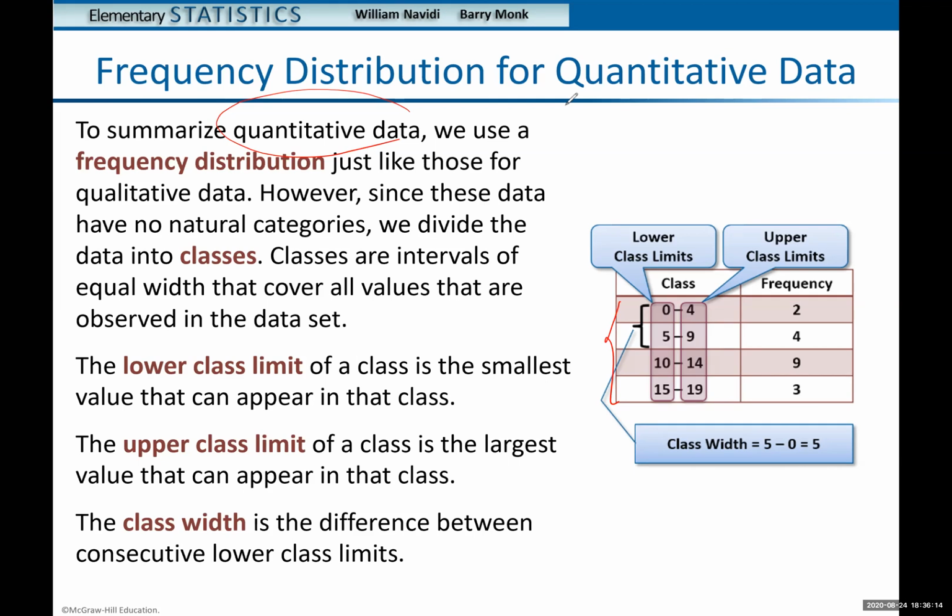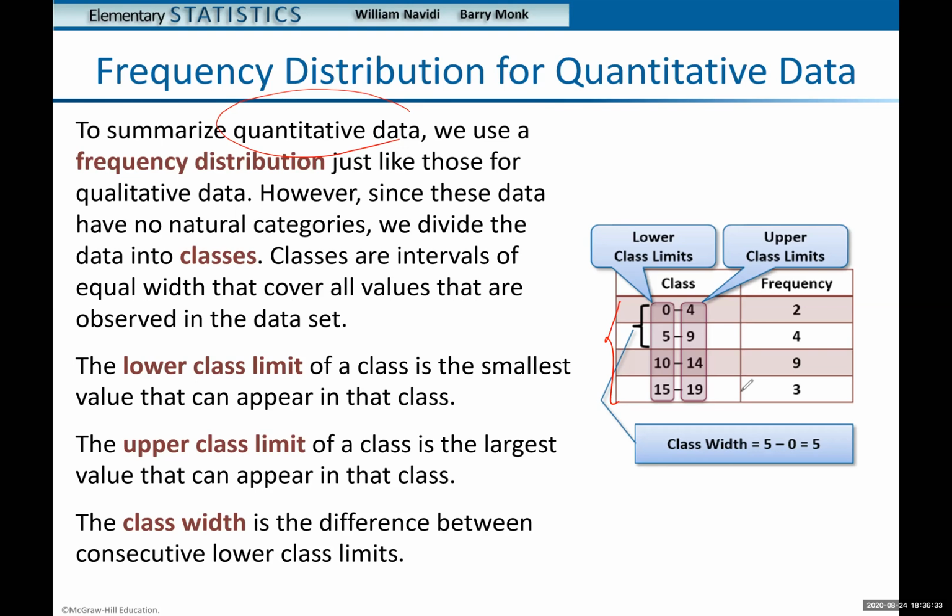5. You can count 0, 1, 2, 3, 4. So there are 5 numbers. From 5 to 9, there are 5. From 10 to 14, there are 5. From 15 to 19, there are 5. So every class should always have this.